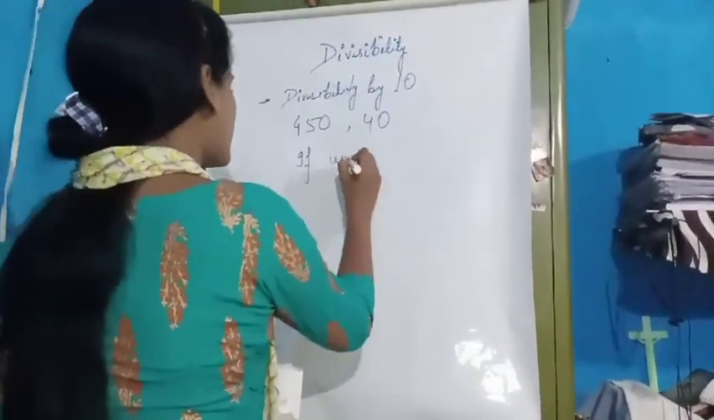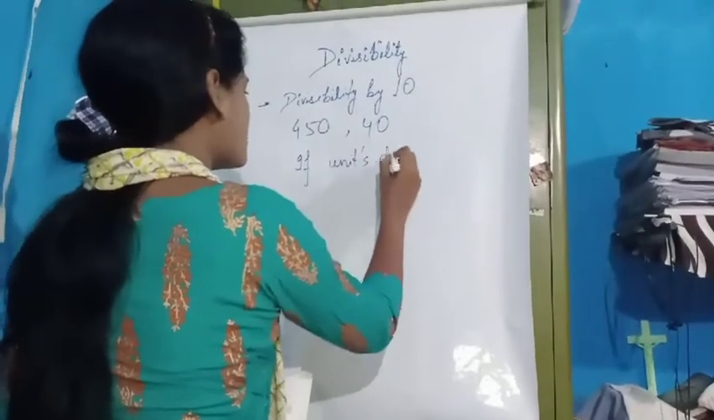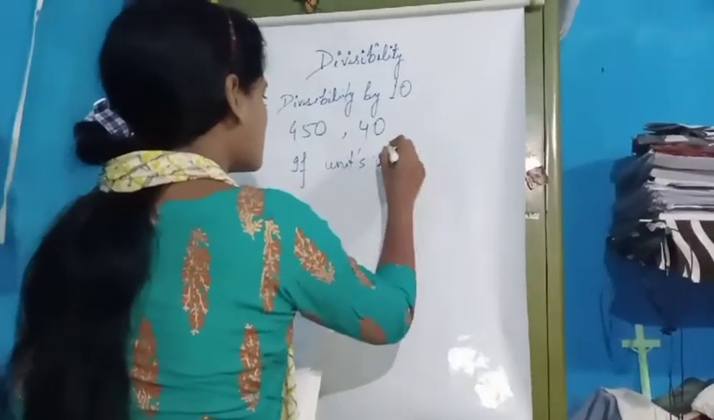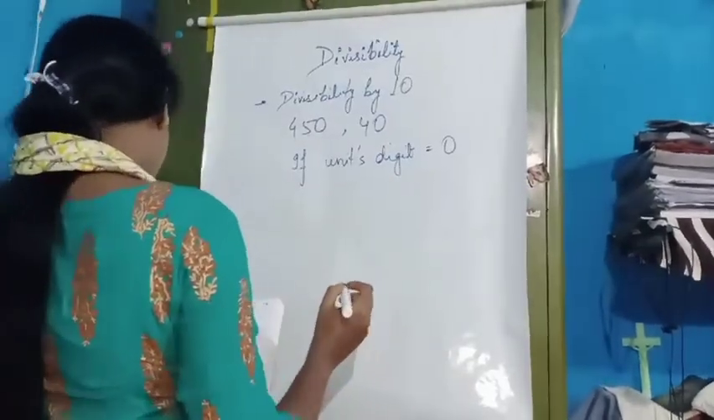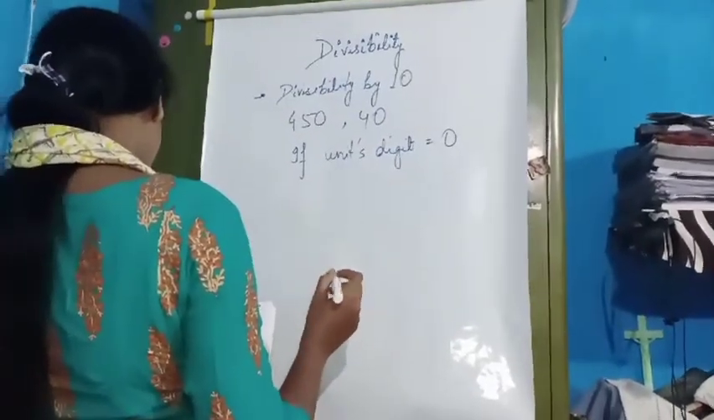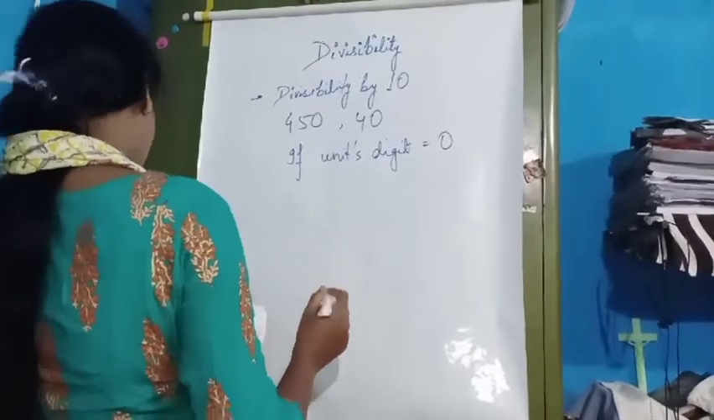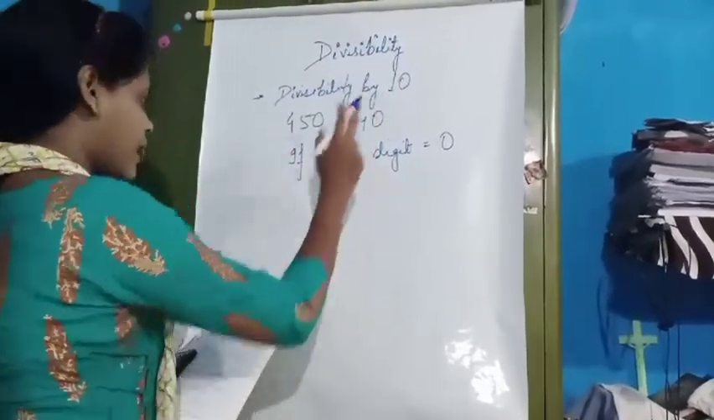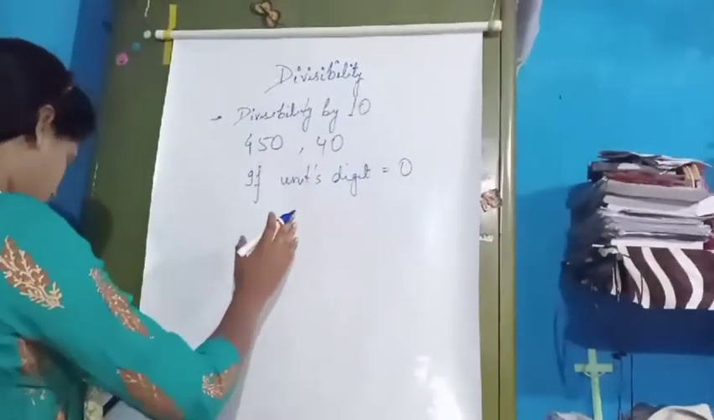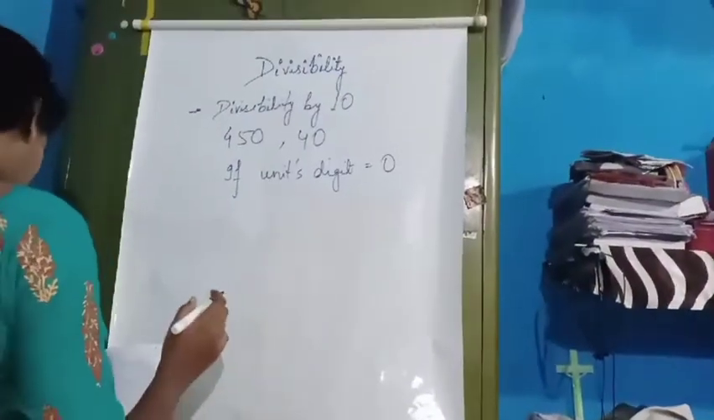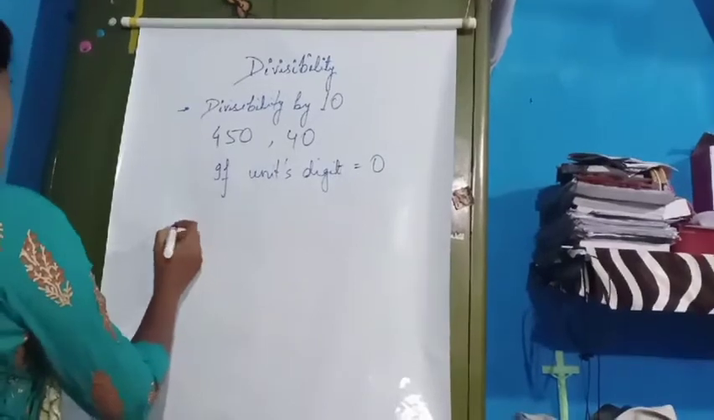So if the units digit is 0, then we will say that the number is divisible by 10. So a number is divisible by 10 if its last digit or units digit is 0. Now let's see this in generalized form.